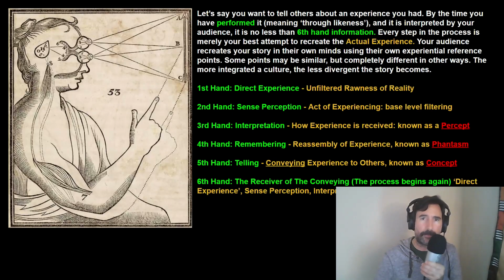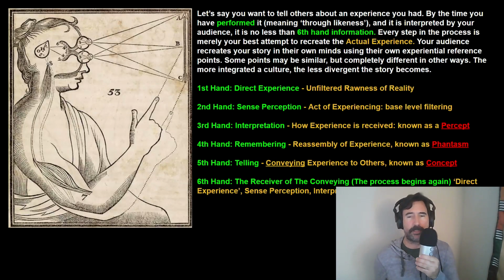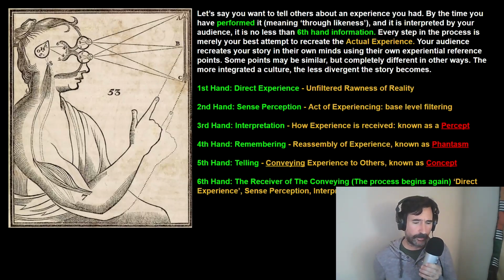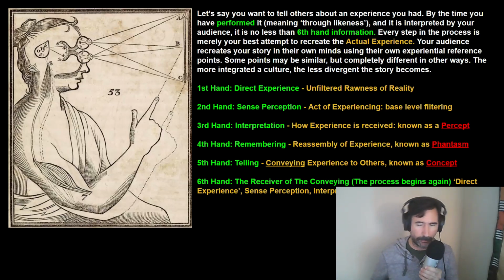So here, this slide, I want to demonstrate the sixth hand experience. You think when you tell someone a story, or if you hear someone else's story, they're telling you second hand or third hand. That's actually sixth hand experience, really, if you think about it. So let's say you want to tell someone else about an experience you just had.